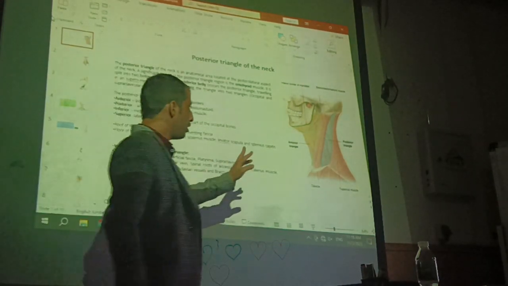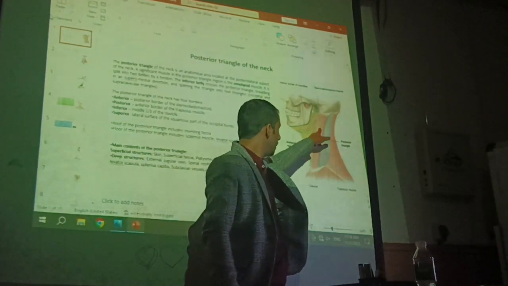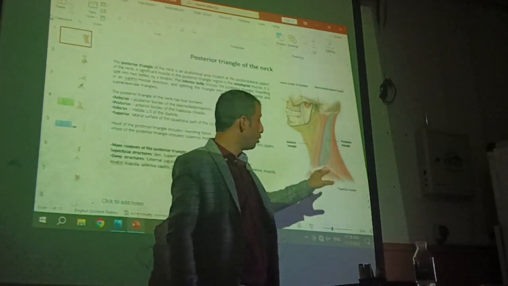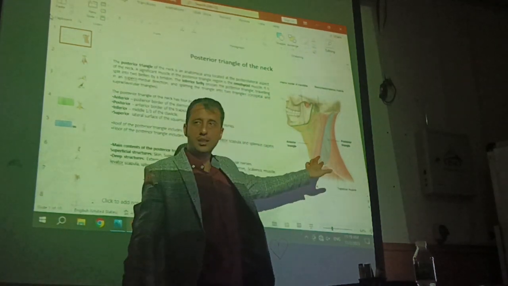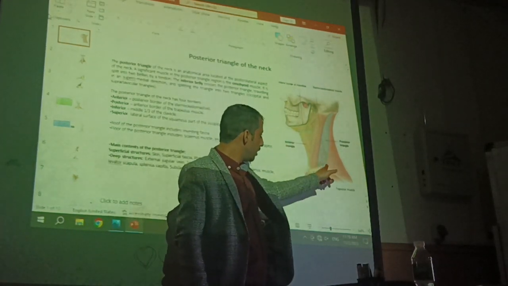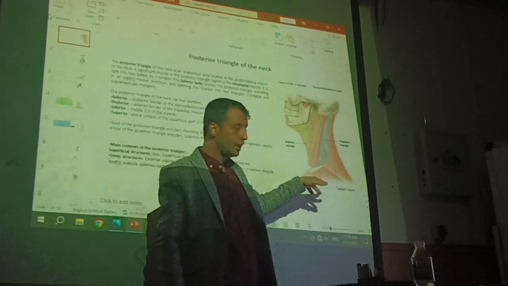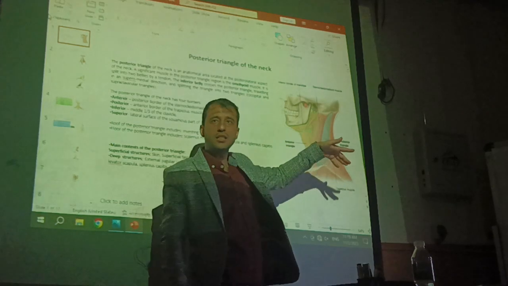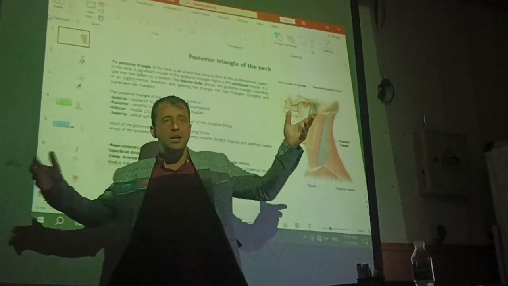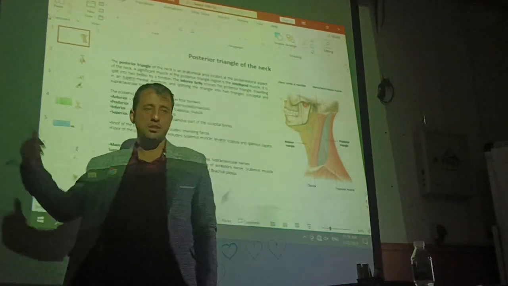It is a deep structure. Why? Because I said that the external jugular vein is located superficial to the SCM. So in the SCM area, it is a superficial structure. But when it arrives at the supraclavicular triangle, in this area it pierces the deep fascia to insert into the subclavian vein. So in this area, it is a deep structure.